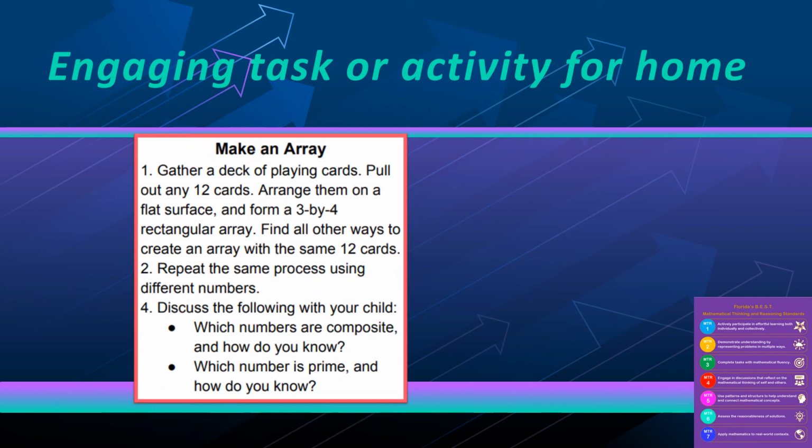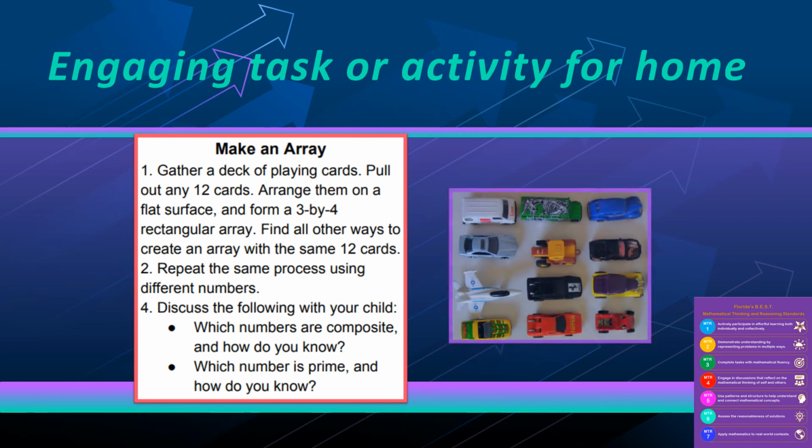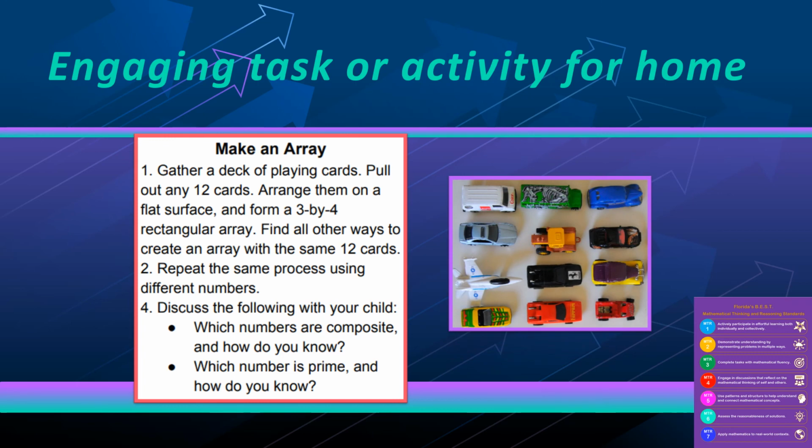Determining if a number is prime or composite is a skill that could be easily practiced at home. Students can find any objects around their house and they can create arrays using those objects. So the example on the screen shows 12 cars and they're set up in an array showing 4 rows of 3. The cars could then be moved around to show 1 row of 12, 2 rows of 6, and so on. Students can then determine if the number is prime or composite. We know that this number is composite because we're able to arrange it in multiple ways. The MTRs throughout this activity are 1, 2, 5, and 7.